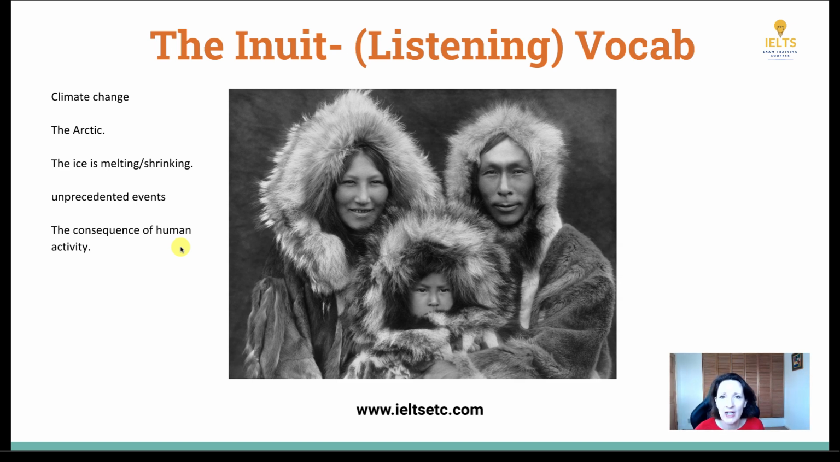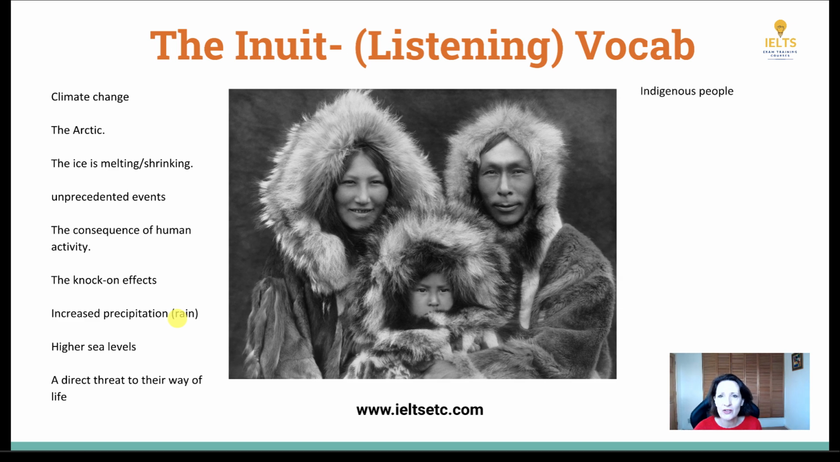So all of this good vocab can be used in your writing and speaking. This listening talks about the knock-on effect. So what happens to their lifestyle when there's increased precipitation or rain, higher sea levels, and this is a direct threat to their way of life. So really useful vocabulary. Again, they are indigenous people, settlers, colonists. They used to live by exploiting mammals from the sea, but they are abandoning their nomadic lifestyle. Nomadic meaning moving around, and abandoning meaning they can no longer do it because of climate change.